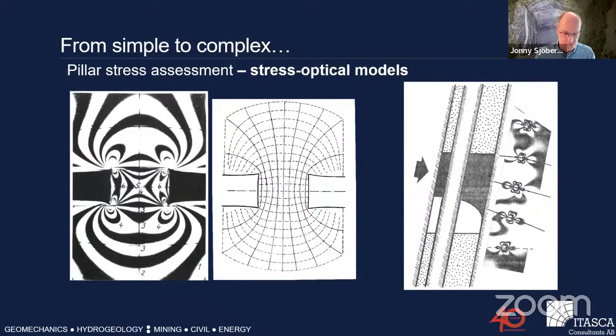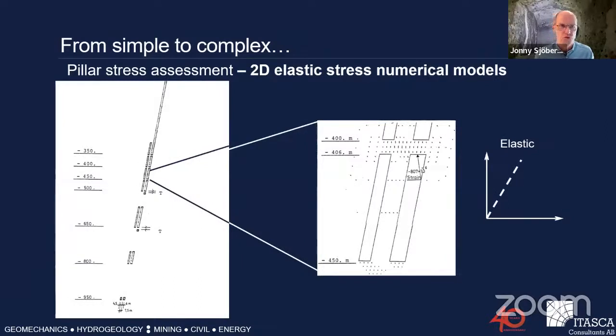Just an example, if you go back in time 40, 50 years, there were no models. You had to rely on stress optical models instead for calculating stresses in pillars, for instance. So these are just two different examples of pillar stresses derived from stress optical models. But again, this is also based on mechanics, a belief that the pillar would behave linear elastically, and you can do this, and you can assess whether this is correct. And then you moved on to 2D elastic stress numerical models with the benefit of quantifying the stress, not just the flow of stress, but also levels.